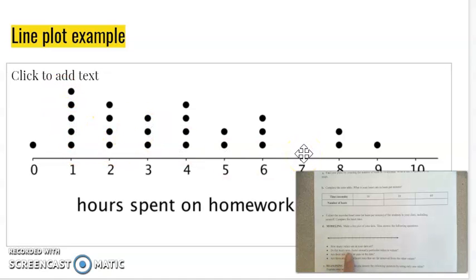The next question asks, do the heart rates cluster around a particular value? So in this case, if you were to look at the cluster, I would say between 1 and 6, that's kind of where most of your dots are. Those would be the clusters. It's where it's just all grouped together.